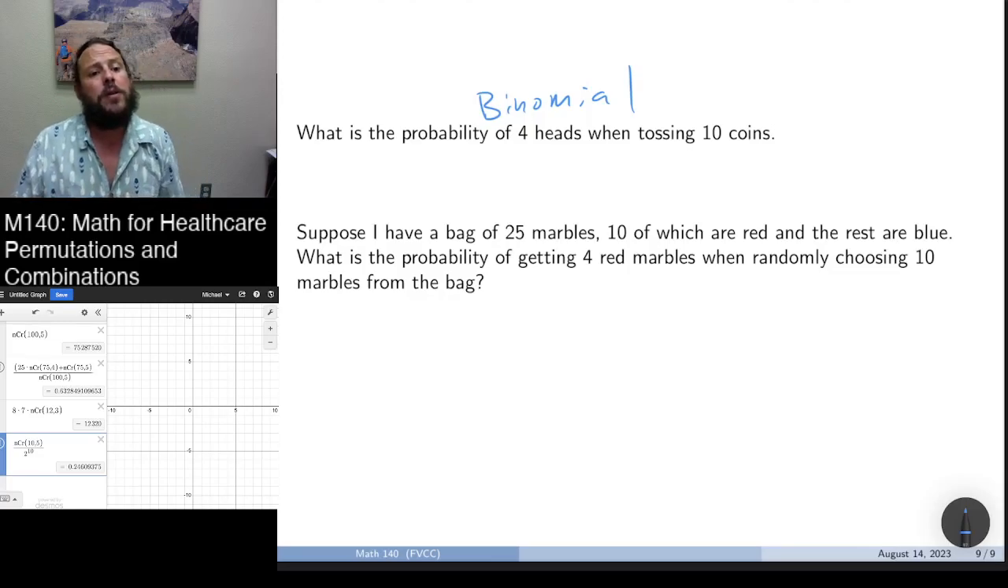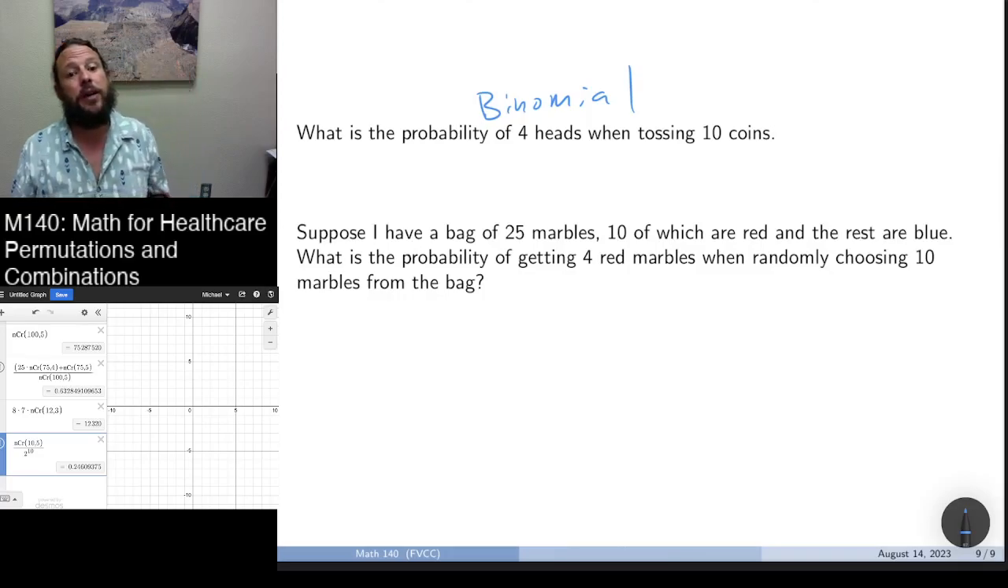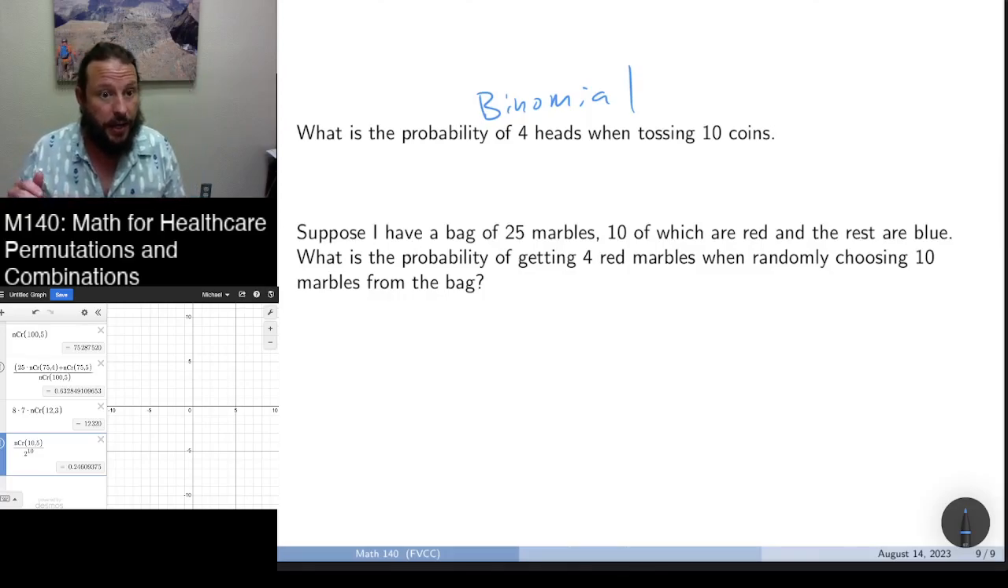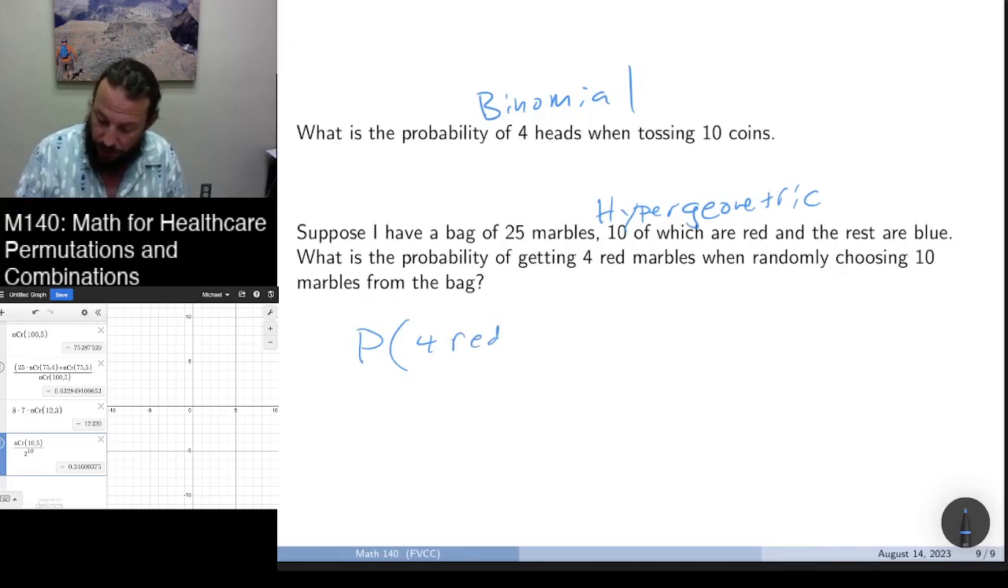But look at this other one: 25 marbles, 10 of which are red, the rest are blue. What's the probability of getting 4 red marbles when randomly choosing 10 marbles from the bag? This is just like our senator's problem with the men and the women. This is called hypergeometric, and it's the same idea. It's the probability of 4 red, which automatically means what? Choosing 10, so 6 blue.